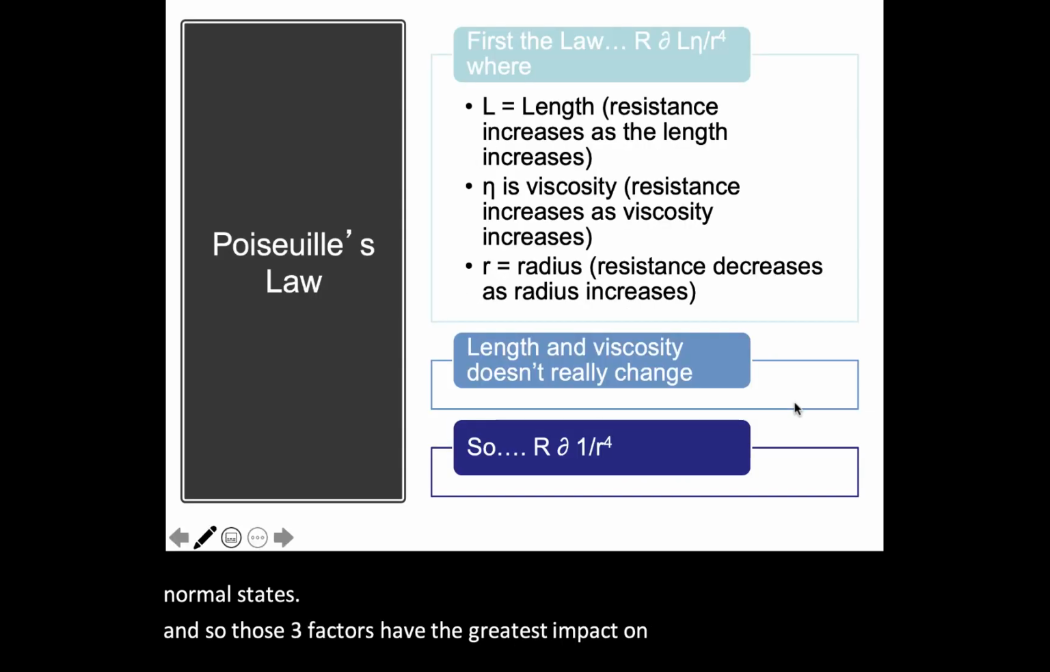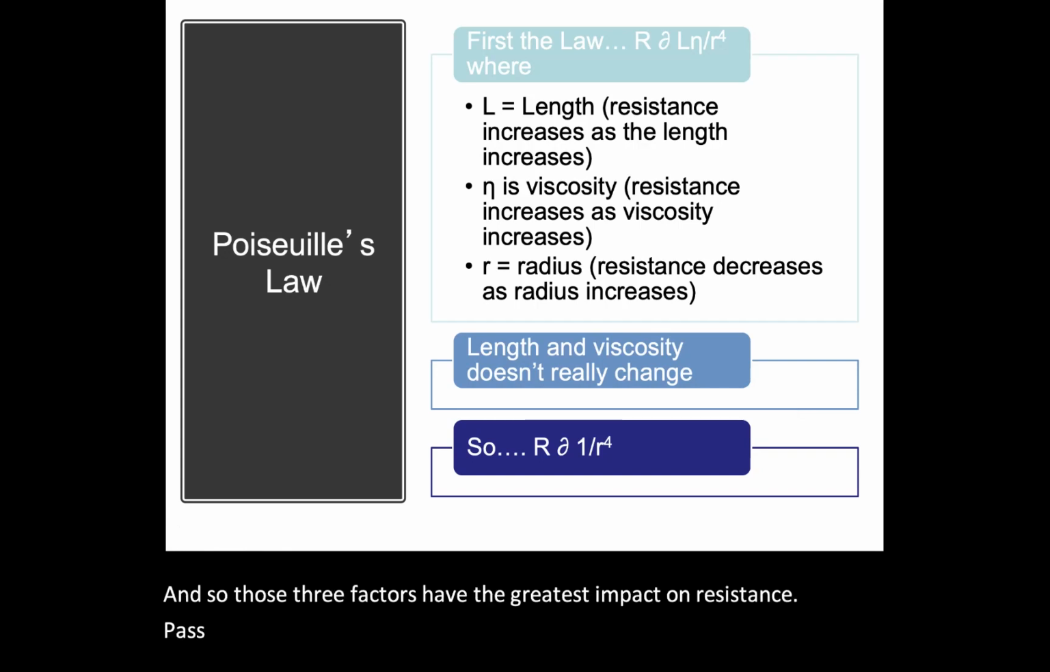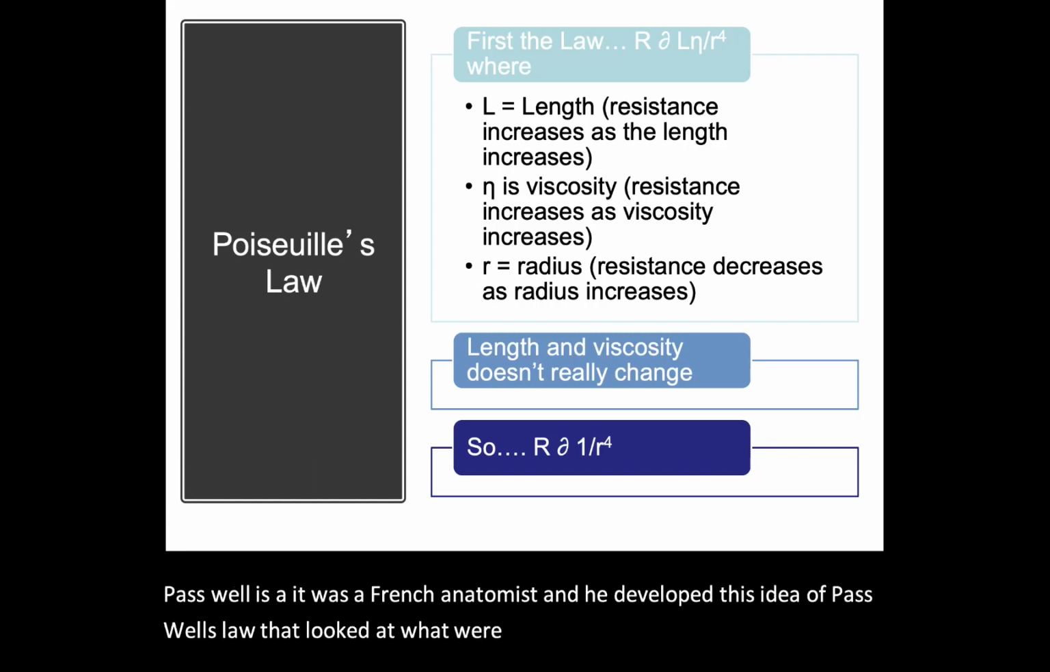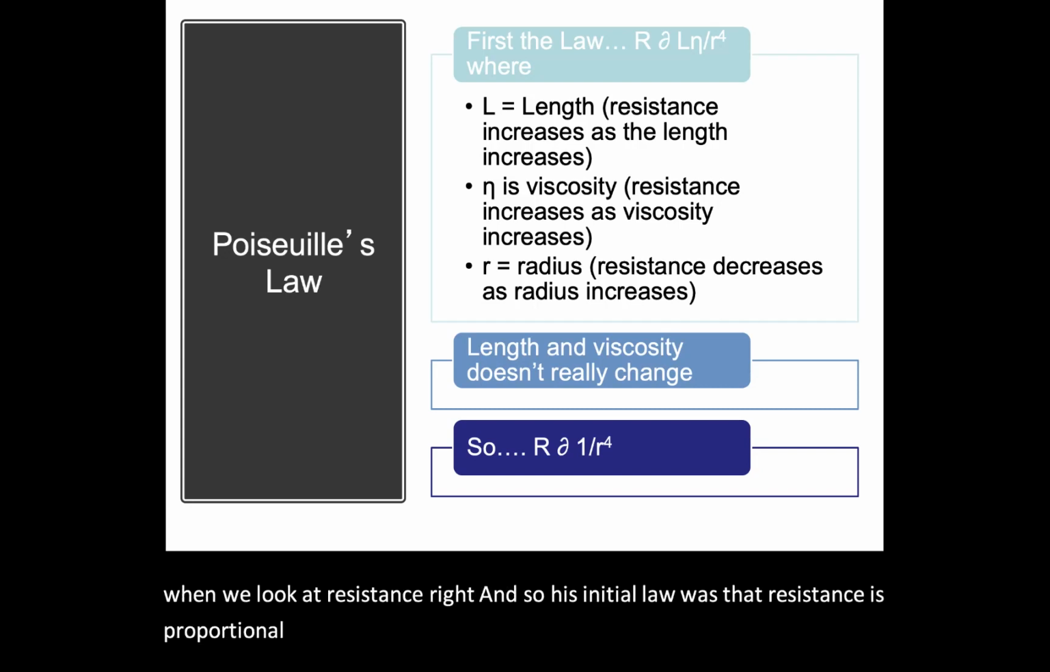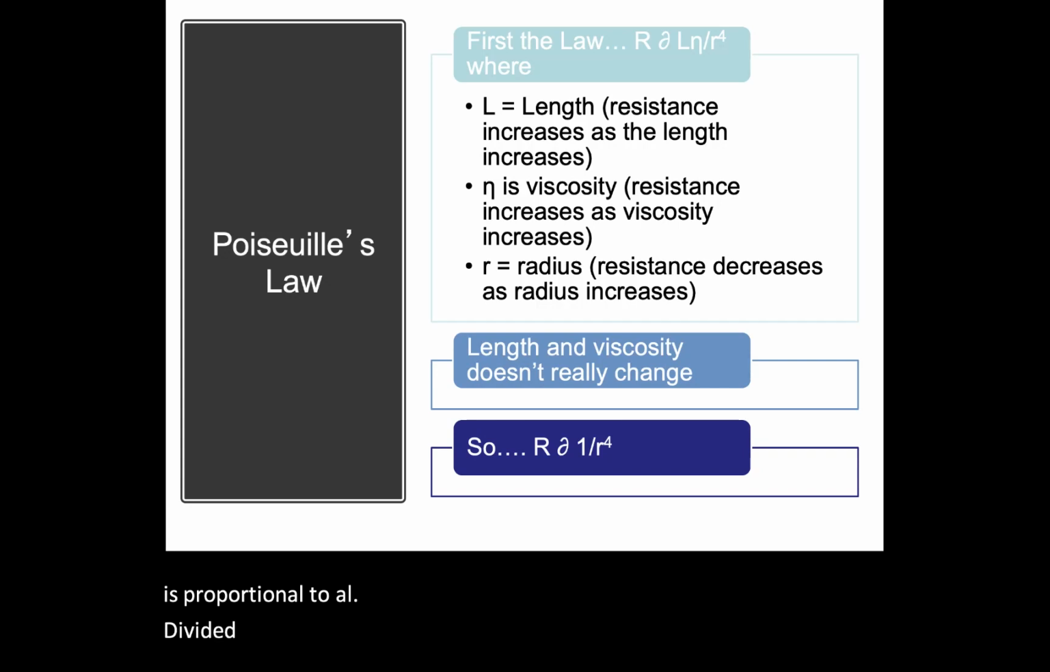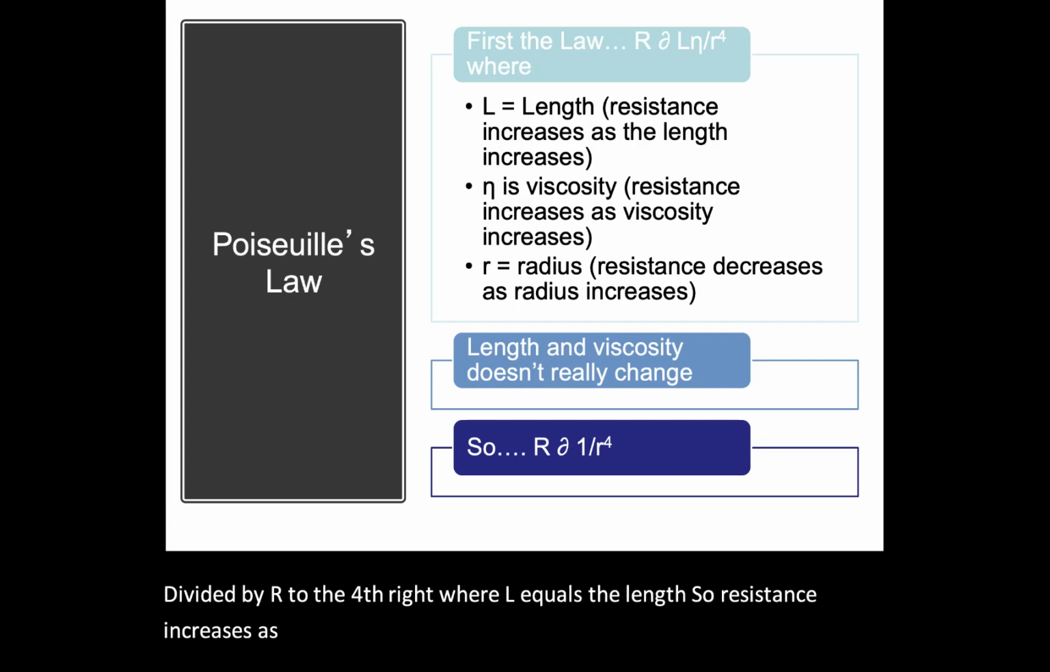Now, Poiseuille was a French anatomist, and he developed Poiseuille's law, which looked at the factors truly at play when we look at resistance. His initial law was that resistance is proportional to L mu divided by R to the 4th, where L equals the length. So resistance increases as the length increases.